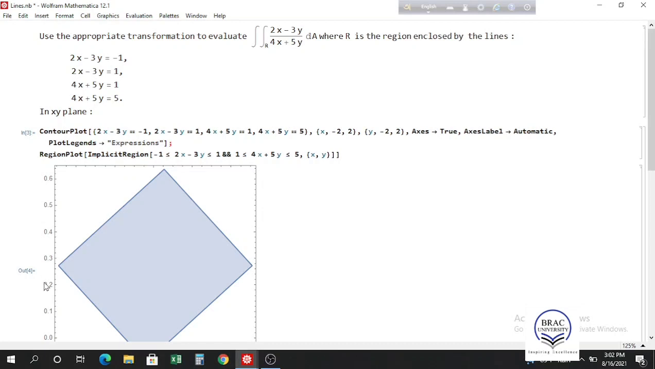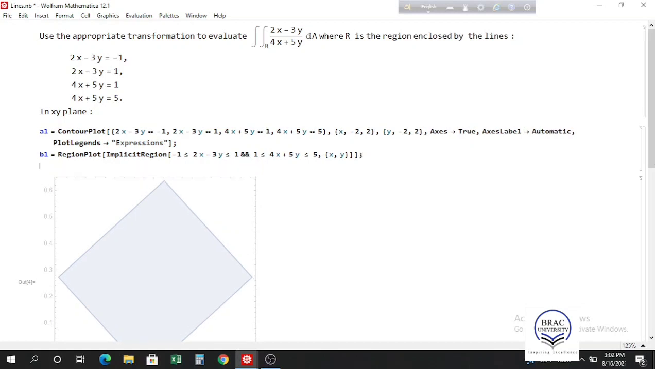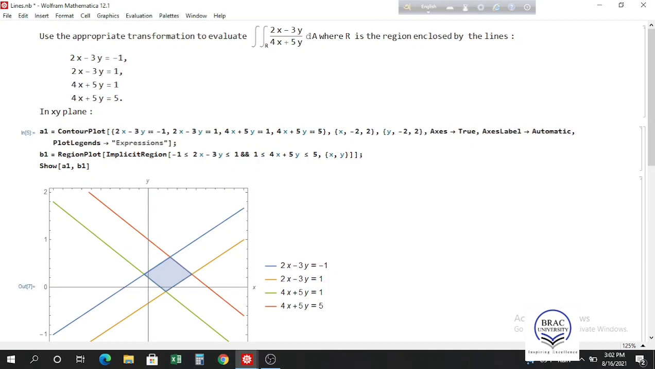So this is our region R, and we can just show these two together now. You know how to do that. Just give two variables and use the show function. Show a1, b1. So you can see the shaded enclosed region in the graph. So this region is in the xy plane.